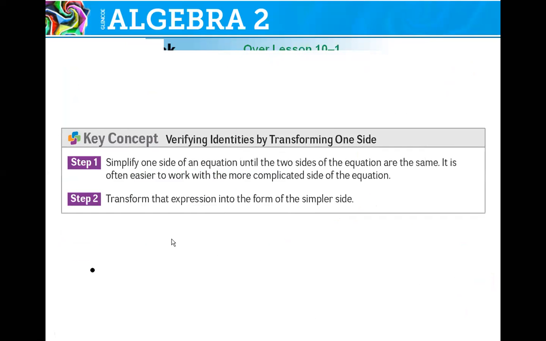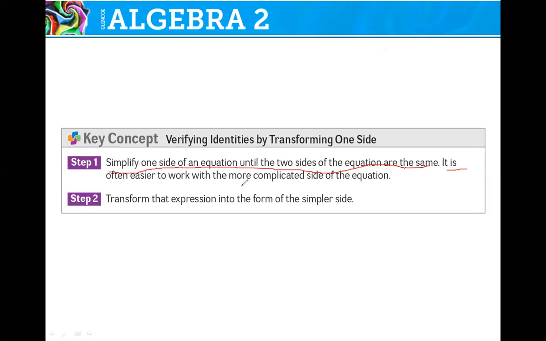In this lesson, the name of the lesson is verifying identities by transforming one side. It means we work only on one side and leave the other side as it is, and we make the two sides equivalent, so the left-hand side will be equal to the right-hand side at the end of the problem. We have a very important remark: simplify one side of the equation until the two sides of the equation are the same.